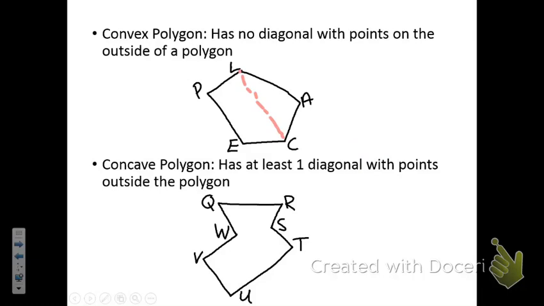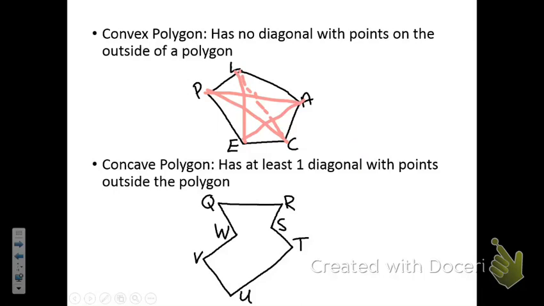Well, we can also connect L to E. Okay? But L is already connected to P. Could I draw some other diagonals in my picture here? Yeah, P to A. E to A. And P to C. Okay? So there are several different diagonals that you can draw that are connecting any 2 vertices that are not already connected. Now, notice, do any of those diagonals go outside of my figure? No, they all stay inside of it. So if that's the case, it's considered to be convex.